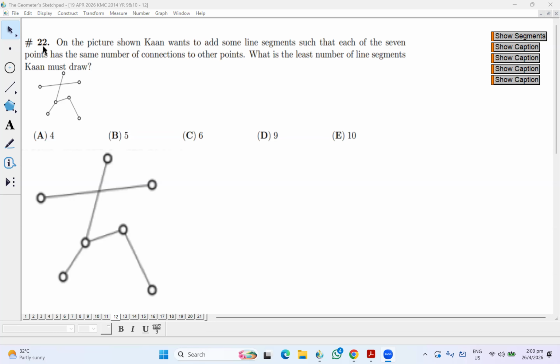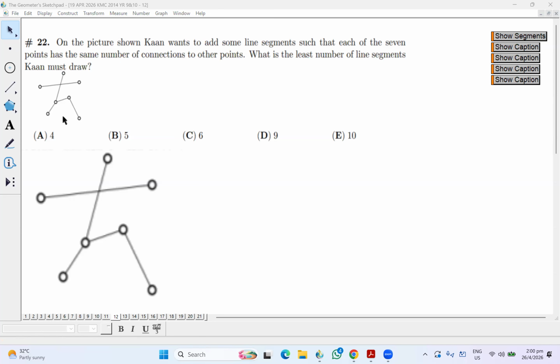Question 22. On the picture shown, Kan wants to add some line segments such that each of the 7 points have the same number of connections to the other points. What is the least number of line segments Kan must draw?